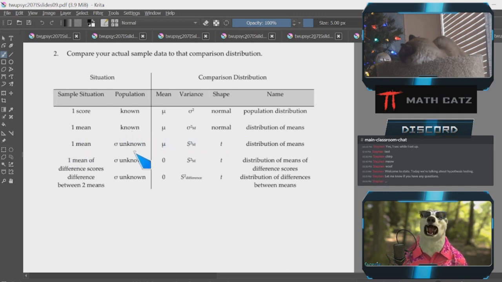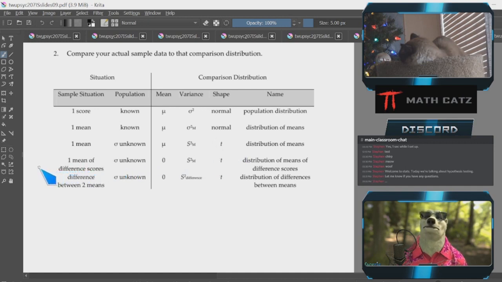Or I don't know the variance. Still a single sample. I have to estimate the variance. Then I cross over to a t-distribution. Still the comparison distribution is the distribution of means, but it's now a t-distribution, because this estimate needs a little grace in the tail, a little safety.